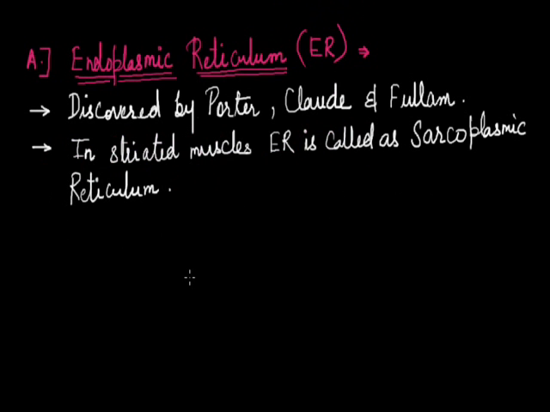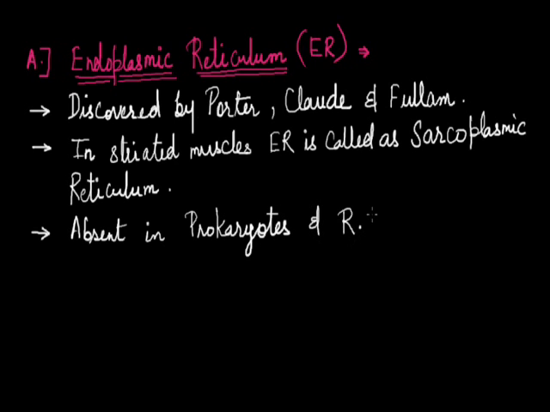In which type of cells is the endoplasmic reticulum absent? So we can say that ER is present in all the eukaryotic cells except the red blood cells. Also, ER is absent in the prokaryotes because we all know that the prokaryotes lack the membrane bound organelles. RBC stands for the red blood cells or the erythrocytes.